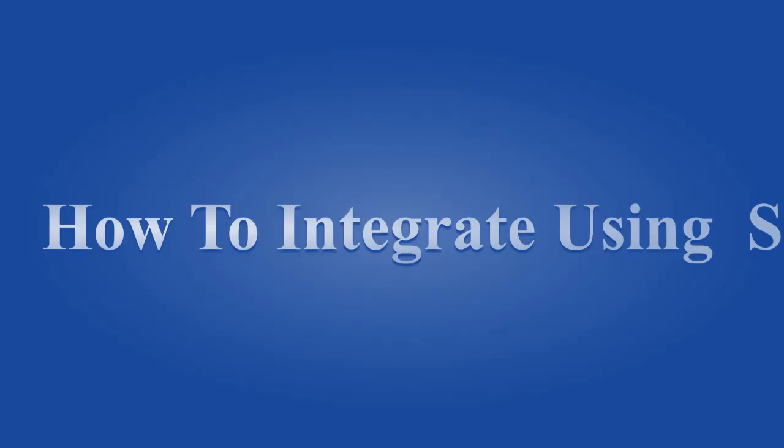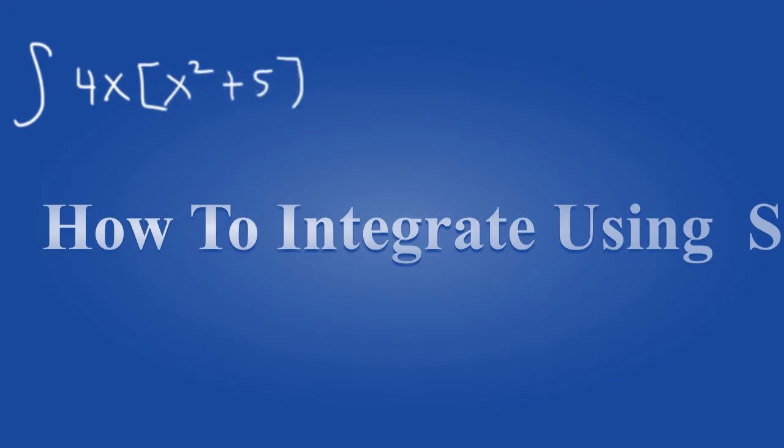In this video, I am going to integrate using U-Substitution. So we are going to focus on the definite integrals. How can we find the antiderivative of 4x times (x squared plus 5) raised to the third power?